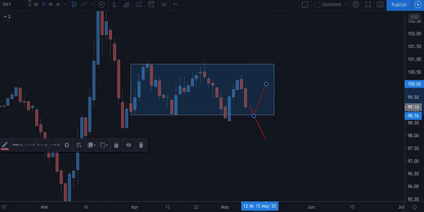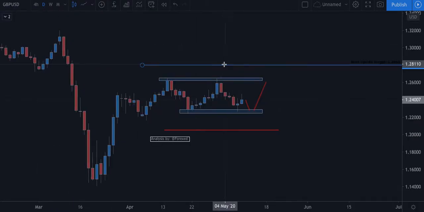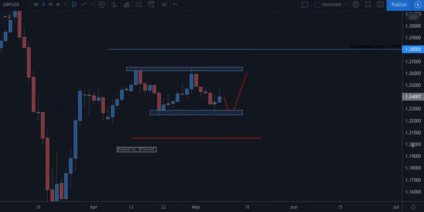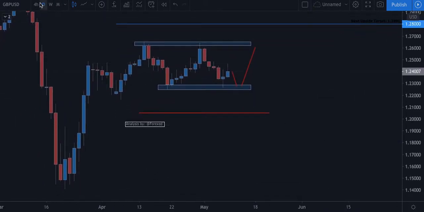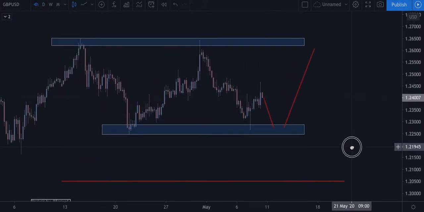Now, the dollar index is very helpful, especially when you're looking at cross pairs that have the USD in them. So for that reason, obviously it's a good confluence to have. But for GBPUSD, there's really nothing much, just that price is stuck in a consolidation.